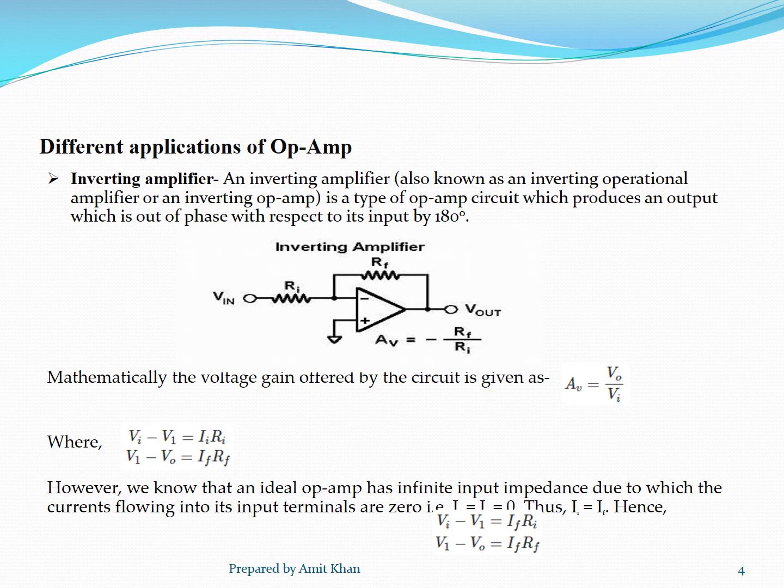The gain is minus Rf by R1, where Vi minus V1 is I1 into R1, and V1 minus V0 is IF into RF. However, we know that an ideal op-amp has infinite input impedance, due to which the currents flowing into its input terminals are 0. So I equals 0, thus we can see that Vi minus V1 equals IF into Ri, and V1 minus V0 is IF into RF.